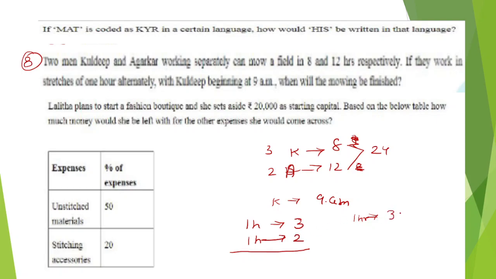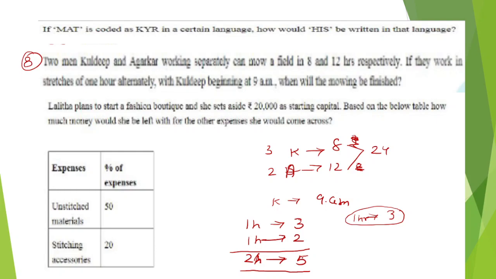So in this way we have to calculate the values, but it will take so long to solve. So what is the easiest and correct way of solving this question? We have to add: 3 plus 2 is 5, and 1 plus 1 is 2. So it means when they work alternately for 1 hour each individually, it takes 2 hours to complete 5 work.